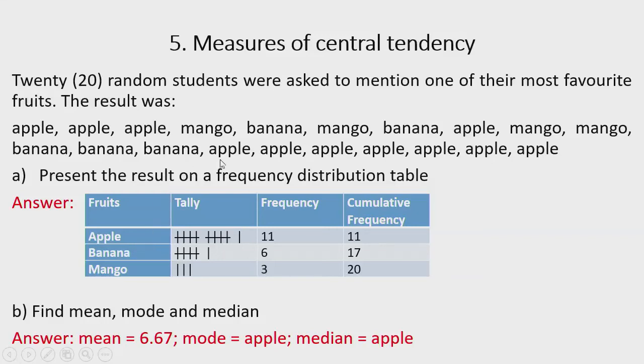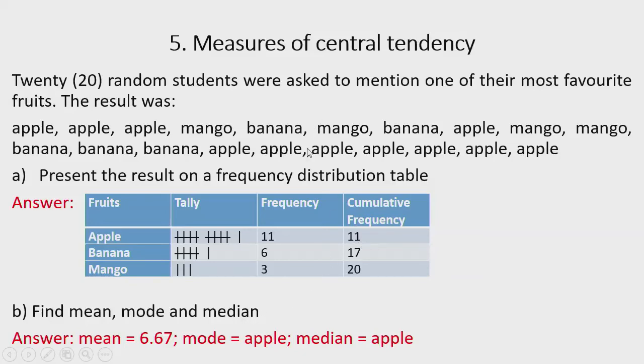Then you count. How many times does apple appear? We count now: 1, 2, 3, 4, 5, 6, 7, 8, 9, 10, 11. Then you write 11 as the frequency. But now, tally. How do you do the tally? You put 4 strokes, then you cut across. That makes 5. So that's 5 plus 5 plus 1, which gives you 11. Cumulative frequency, you just look at the frequency. That's 11, you write 11 there.